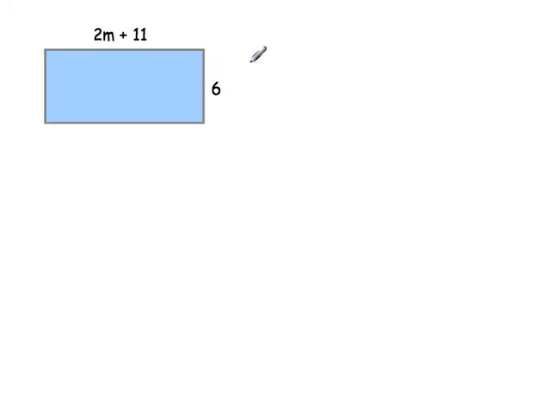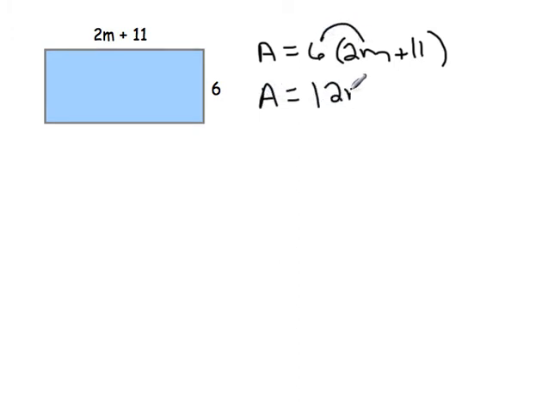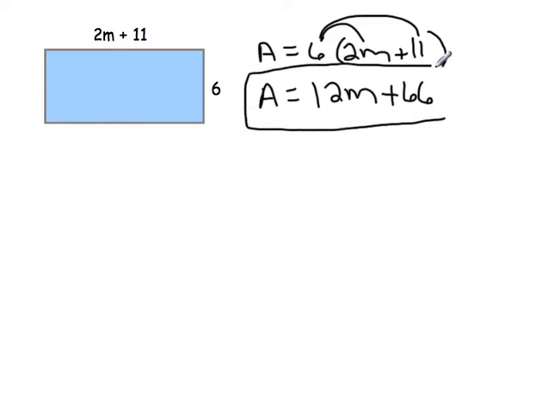One last one. Area. Again, I'm going to take the small side, so it'll be 6 times the 2m plus 11. Now we distribute. So area is going to be 6 times 2m is 12m. And then 6 times positive 11 is plus 66. And that's going to be my area.